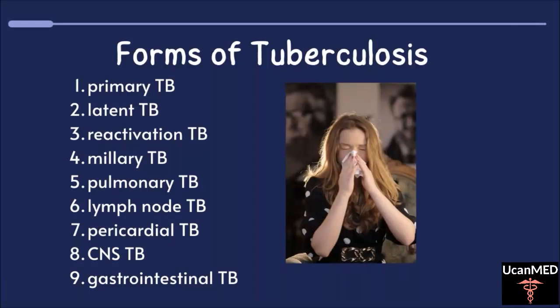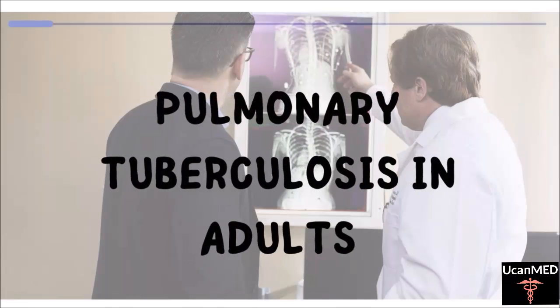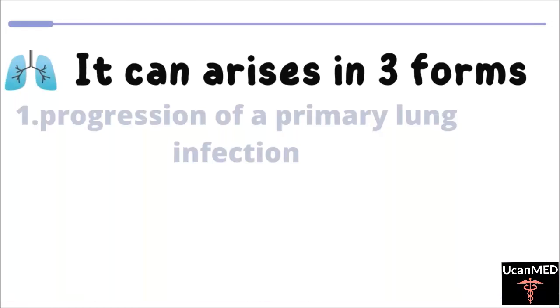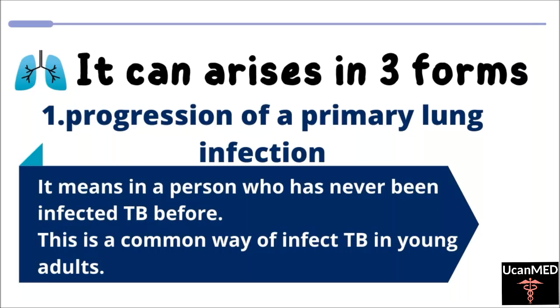And the forms of tuberculosis: primary TB, latent TB, reactivation TB, miliary TB, pulmonary TB, lymph node TB, pericardial TB, CNS TB, gastrointestinal TB. So today we are going to talk about pulmonary tuberculosis in adults. It can arise in three forms. The first one is progression of a primary lung infection. It means in a person who has never been infected with tuberculosis before. This is a common way of getting TB in young adults.